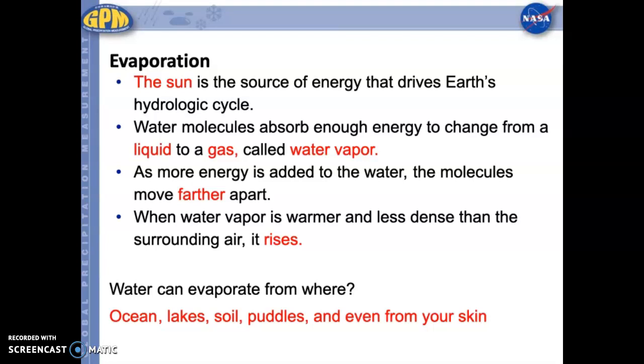As more energy is added to the water, the molecules are going to start to move faster as well as move farther apart. As it's warming up, the water vapor is going to become less dense than the air around it, so it's going to start to rise up. Water can evaporate from lots of different places: the oceans, lakes, soil, a puddle, and it can even evaporate from your skin.